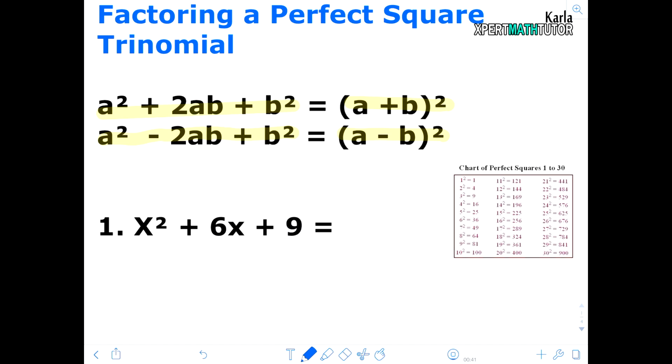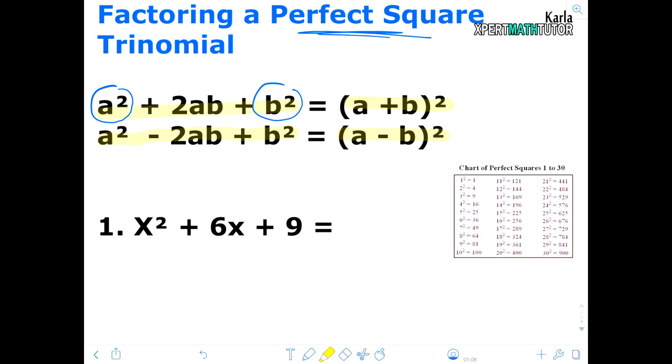These formulas look a little crazy, but what you have to understand is the first term, a squared, and the last term, b squared, are always perfect squares. Now, perfect squares are numbers that you can take the square root of and it equals an integer.